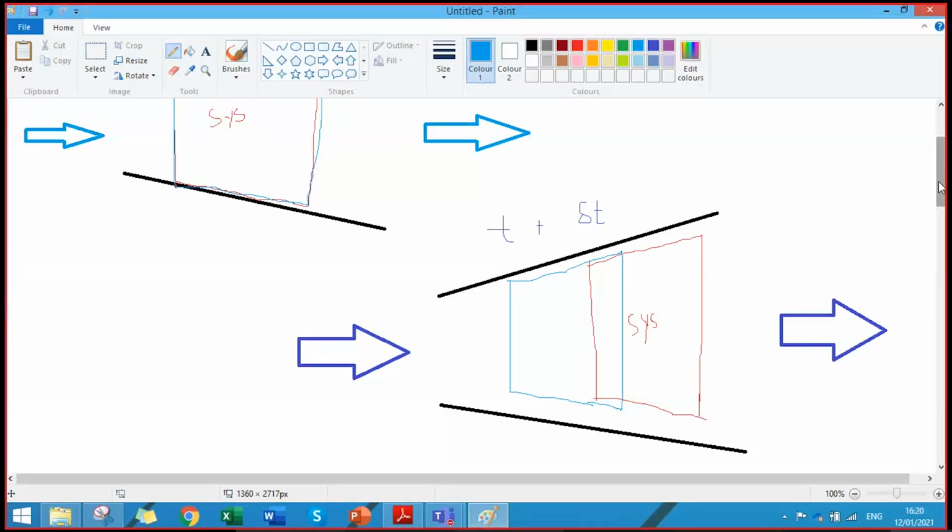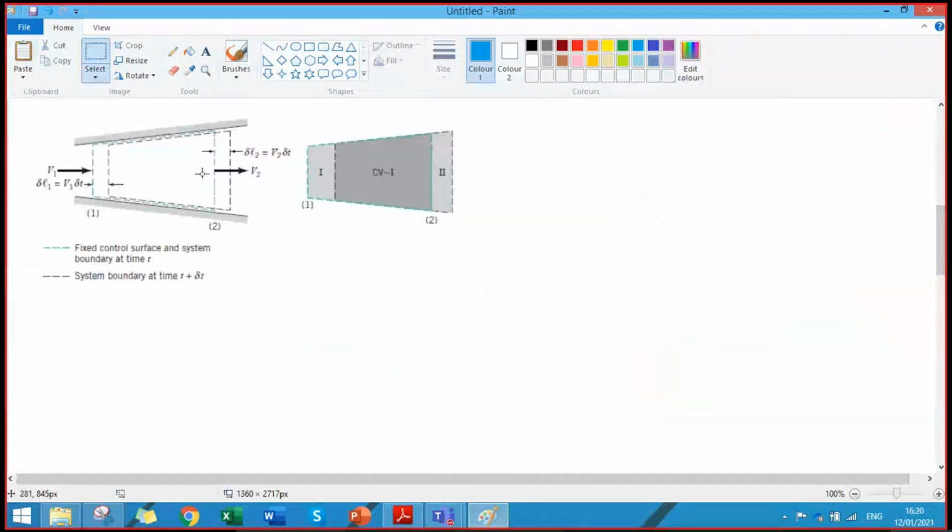Yes sir, clear. So now I take that picture. So this is what is happening. The system has moved here from this initial location. So if I ask you to write the properties, B system at t plus delta t should be equivalent to what?